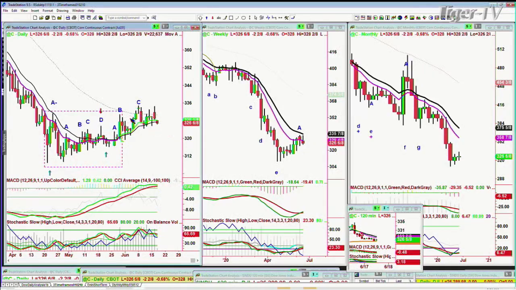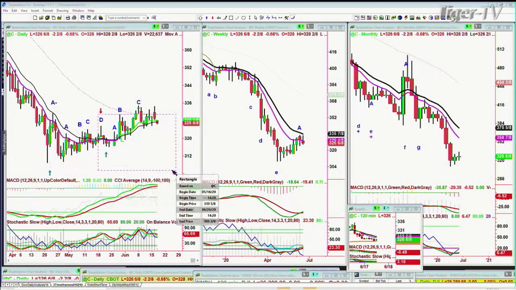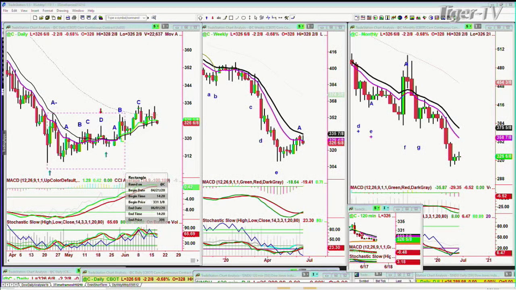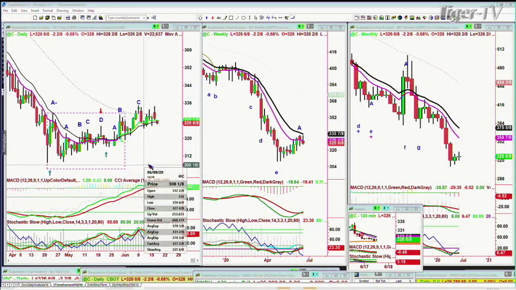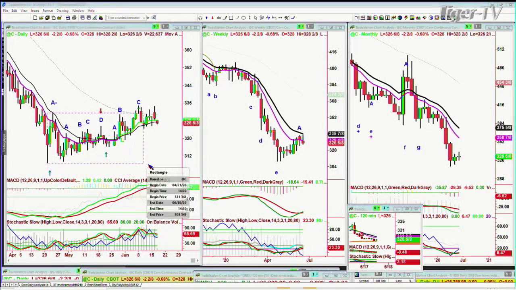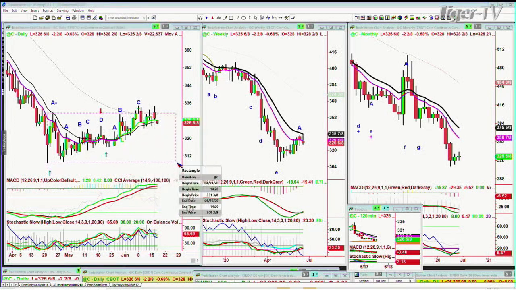This one looks stuck in a range for now. It isn't breaking out of this rectangle. It's building a base from which at some point, I wouldn't be surprised if at some point in the next 3 weeks, you're looking at corn suddenly in the 338 to 342 area. Why?